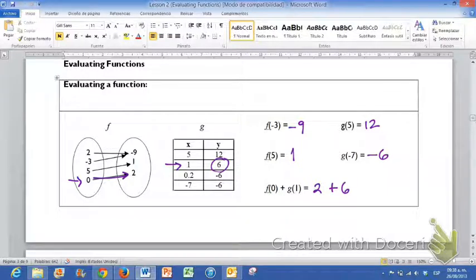So you just have to write the answer. 2 plus 6 is 8. Okay, and that is how this is made. We are working with several representations of functions. I want you to feel comfortable with all of these representations for functions.